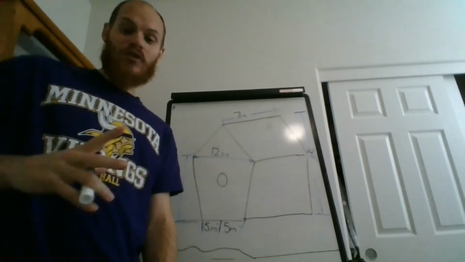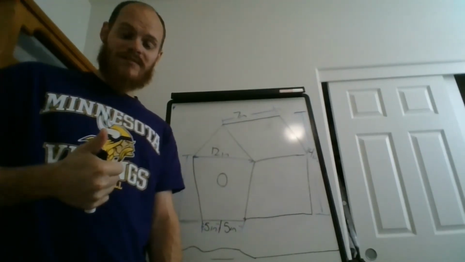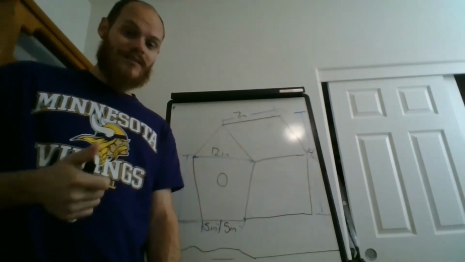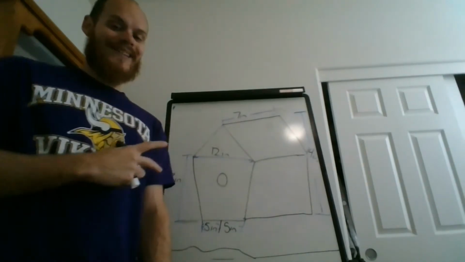We've been working on volume of solids. We've looked at volume of rectangular prisms, which is just length times width times height, and then we looked at volume of triangular prisms, which is length times width times height divided by 2. We're going to take a look now at the combination of that.